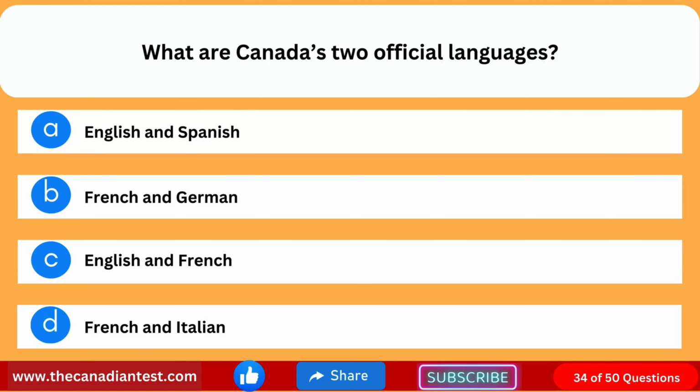What are Canada's 2 official languages? Option A: English and Spanish. Option B: French and German. Option C: English and French. Option D: French and Italian.